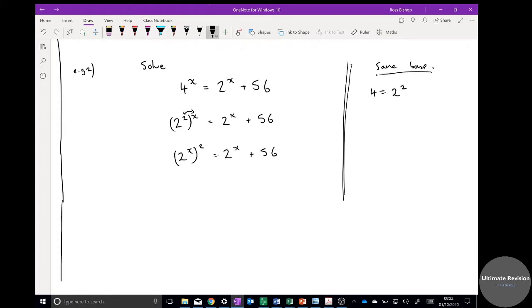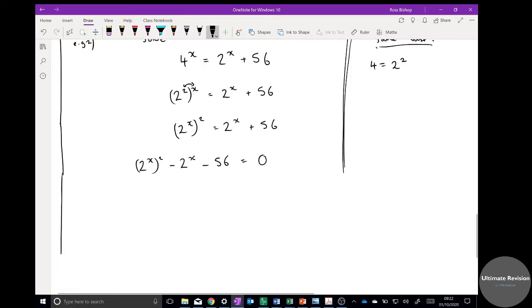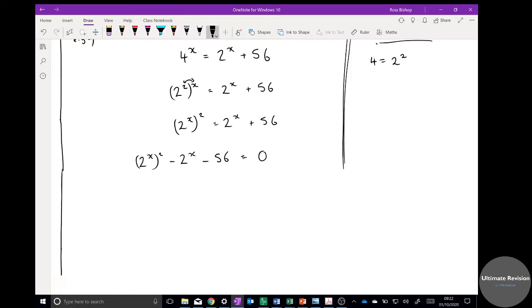I think what I probably should have done earlier is to make them all equal to 0, but I can do that now. 2 to the x squared minus 2 to the x minus 56 equals 0. Now it's starting to look a little bit like a quadratic. Now you may want to pause the video and see, well, what would my substitution be?